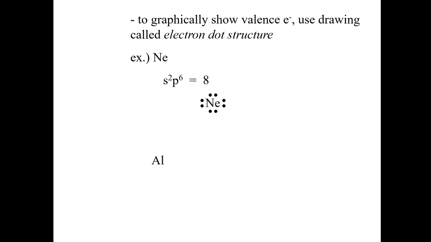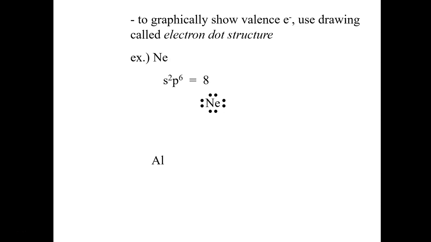So let's do this with aluminum. Now, you need to practice this a little bit, so make sure you have a periodic table out. If you need to, pause, look up aluminum. I want you to figure out how many valence electrons it has, and then I want you to draw that many dots around the symbol Al.